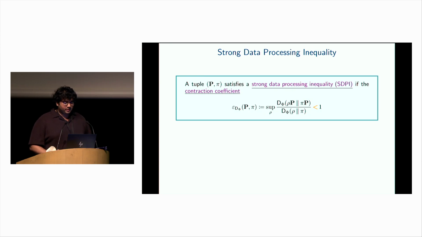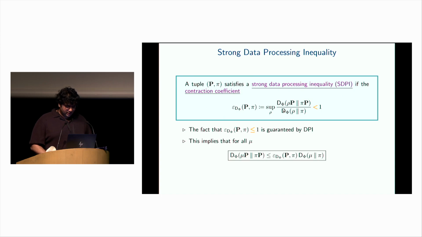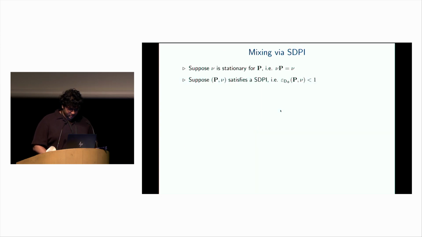So in particular, this is a function of the Markov chain P and also a distribution pi. So pi is fixed. It's the second input to this divergence. And then we take sup over rho and see what's the worst case ratio. And when this worst case ratio is strictly less than 1, then we have an SDPI for the tuple. And this ratio is called the contraction coefficient.